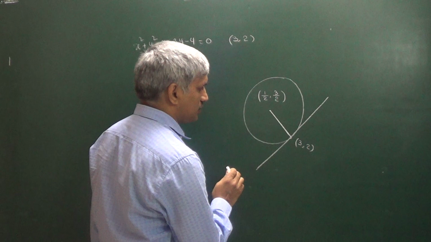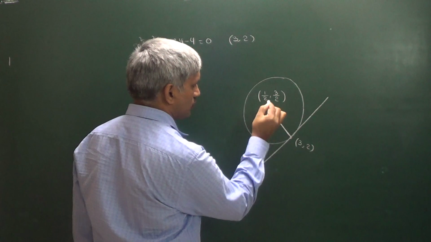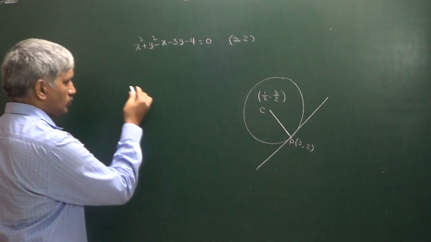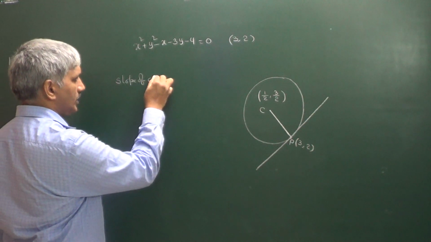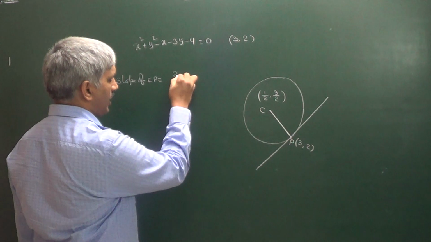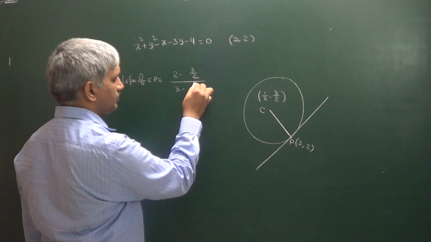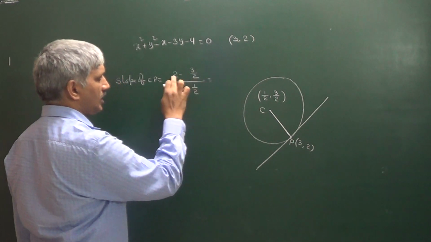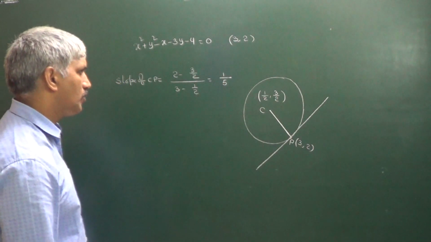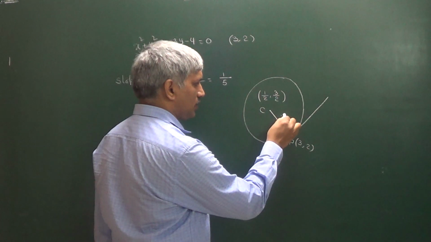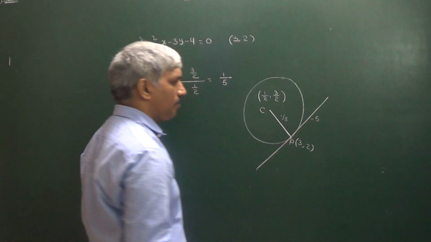We have to find out the equation of the tangent. One method I am going to discuss here. First of all, find out the slope of this line. Let us say the center is C and this is P. So what is the slope of CP? Slope of CP is equal to (2 minus 3/2) divided by (3 minus 1/2). Now that is nothing but 1 divided by 5. That is the slope of CP. That means this line's slope is 1/5. Automatically the tangent slope is minus 5.